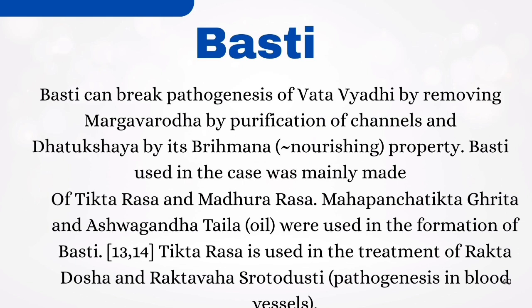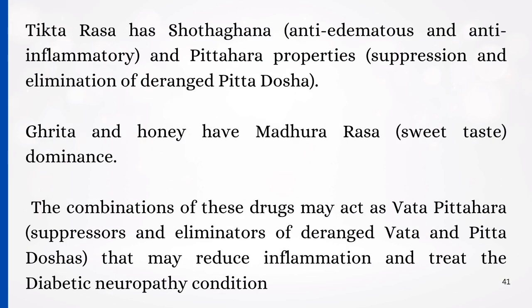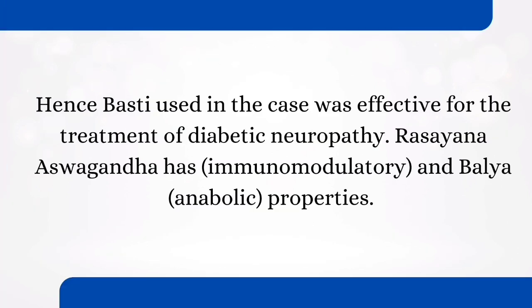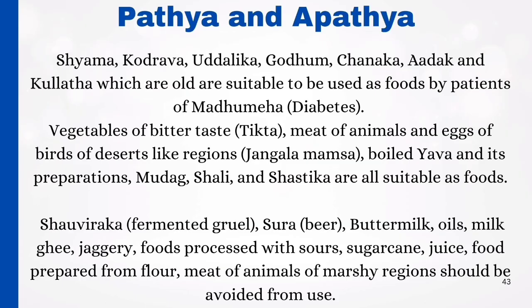Tiktarasa is used in the treatment of Rakta Dosha and Raktavaha Srotodushti. Tiktarasa has Srotogna and Pittahara properties. Ghrita and honey have Madhurarasa dominance. The combination of these drugs may act as Vata Pittahara that may reduce inflammation and treat the diabetic neuropathic condition. Hence, the Basti used in the case was effective for the treatment of diabetic neuropathy. Rasayana: Ashwagandha has immunomodulatory and Balya properties.